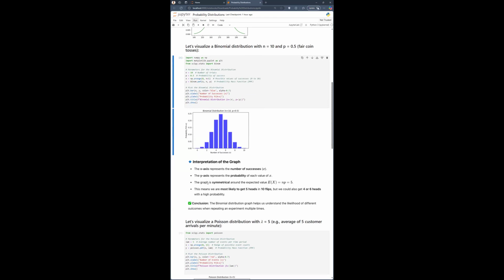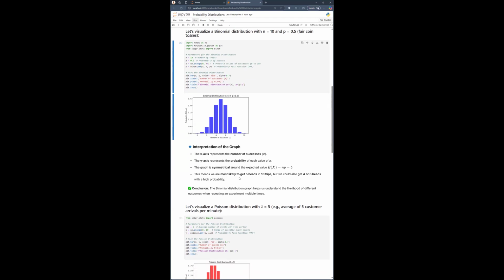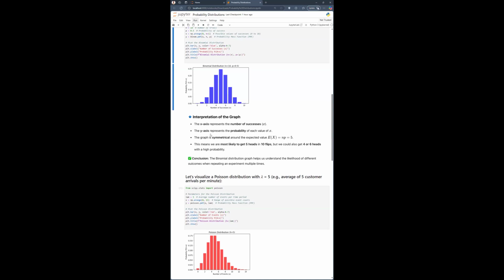Okay. The graph is symmetrical around the expected value of x, n equal to 5, almost symmetrical. This means we are most likely to get 5 heads in 10 flips. But we could also get 4 or 6 heads with a high probability, right? If you have any doubt, let me know.